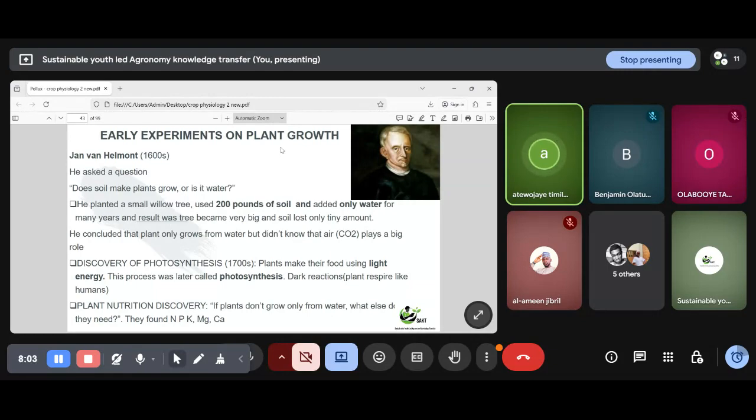So there are so many discoveries that came up. Discovery of photosynthesis, where plants make their food using sunlight, and also the dark reaction, how plants respire like human beings, and plant nutrition, that means nutrients. So later on we started discovering that. Can we go to the next slide?